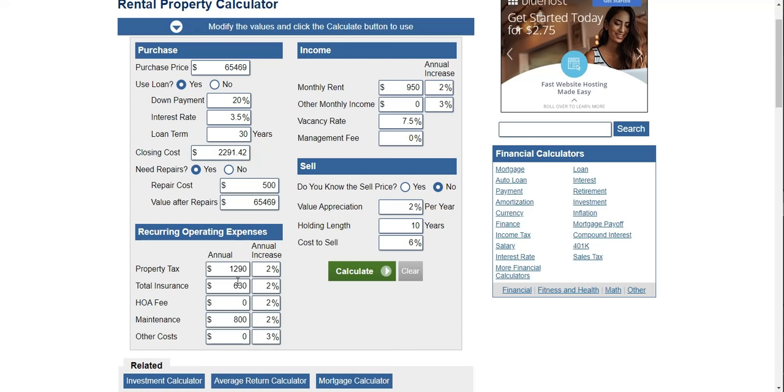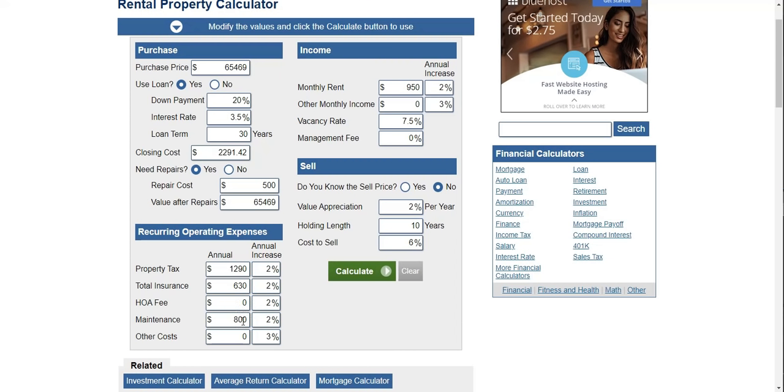So we've got our property taxes here of $12.90 per year. The insurance was $630 per year, again being escalated at 2%. There were no homeowners association fees associated with the property, and even though it's an older property, it looks like it's fairly low maintenance.